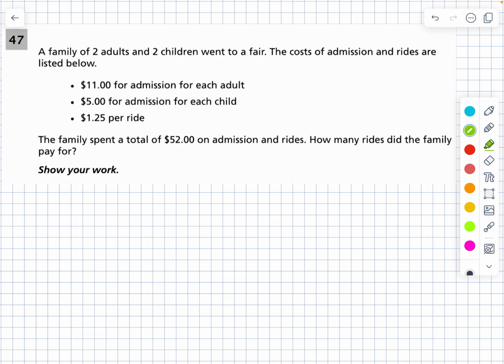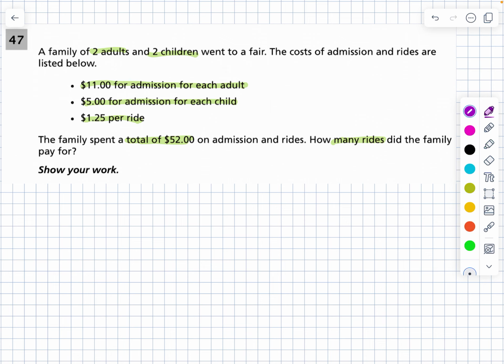So, good question. Let's highlight what we know. There's 2 adults and 2 children, and we need to know that for the admission price. So it's $11 for each adult, $5 for each child, $1.25 per ride, and they spent a total of $52. And the question is, how many rides did the family pay for?